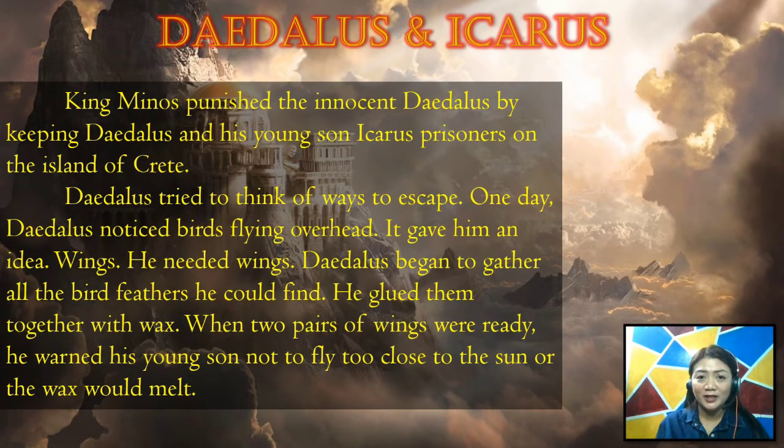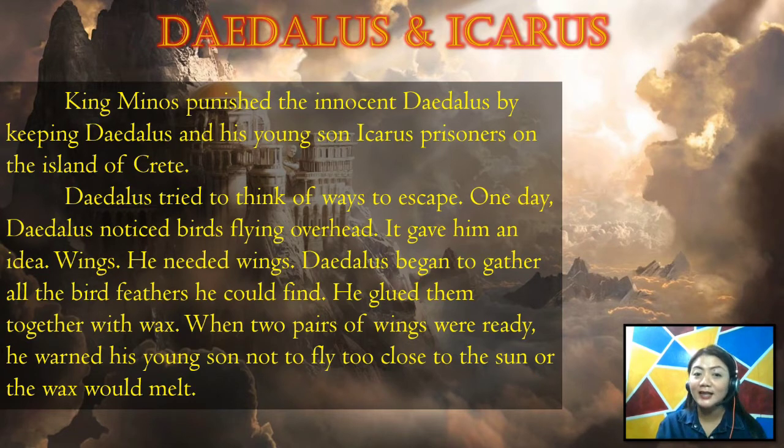King Minos punished the innocent Daedalus by keeping him and his young son Icarus prisoners on the island of Crete. Daedalus tried to think of ways to escape. One day, Daedalus noticed birds flying overhead. It gave him an idea.